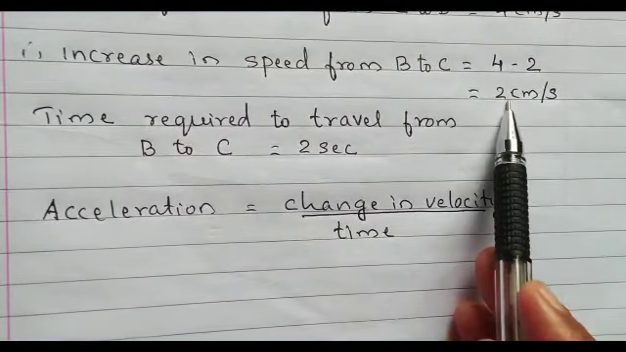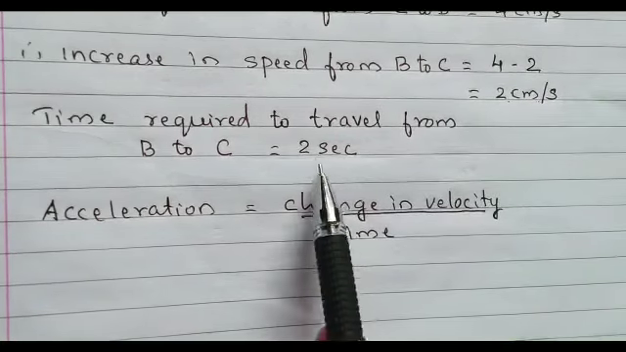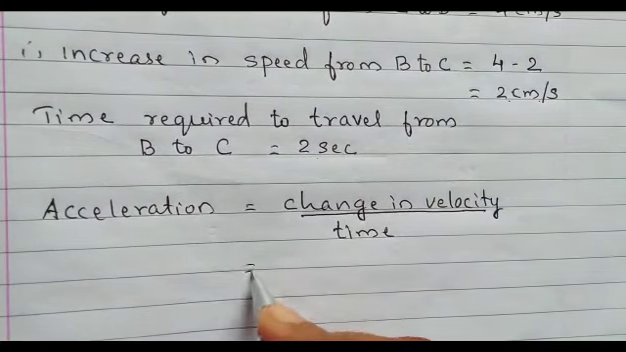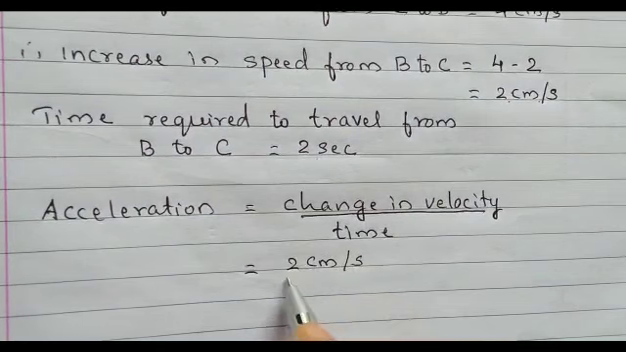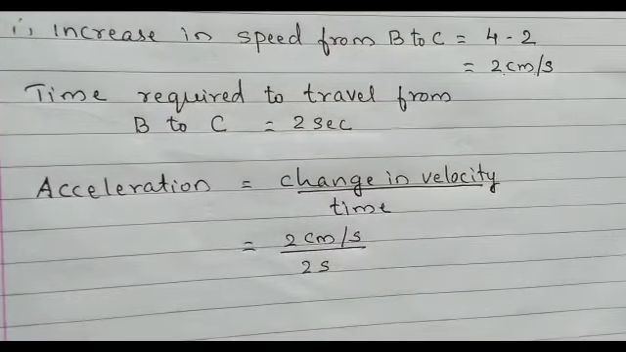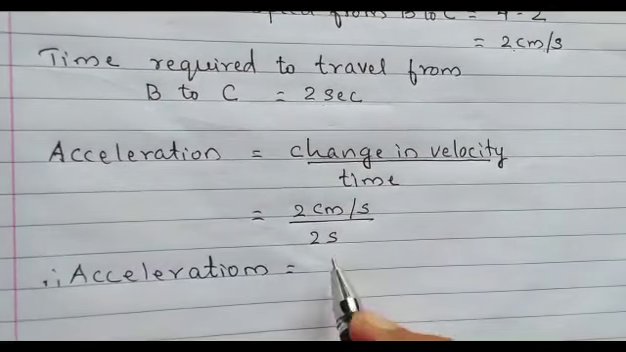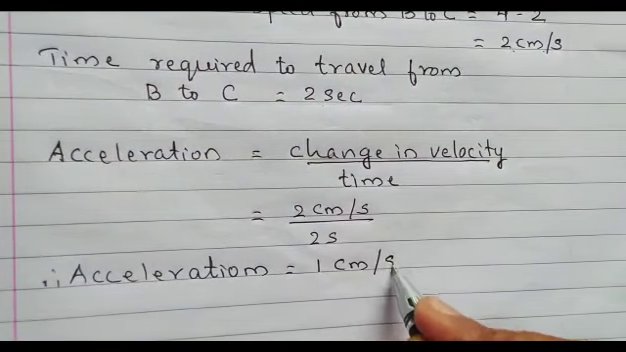What is the change in velocity? Change in velocity is 2 centimeters per second. And what is the time taken? 2 seconds. So we get acceleration is equal to 2 centimeters per second divided by 2 seconds. 2 divided by 2 is 1. Therefore, we get acceleration is equal to 1 centimeter per second square.